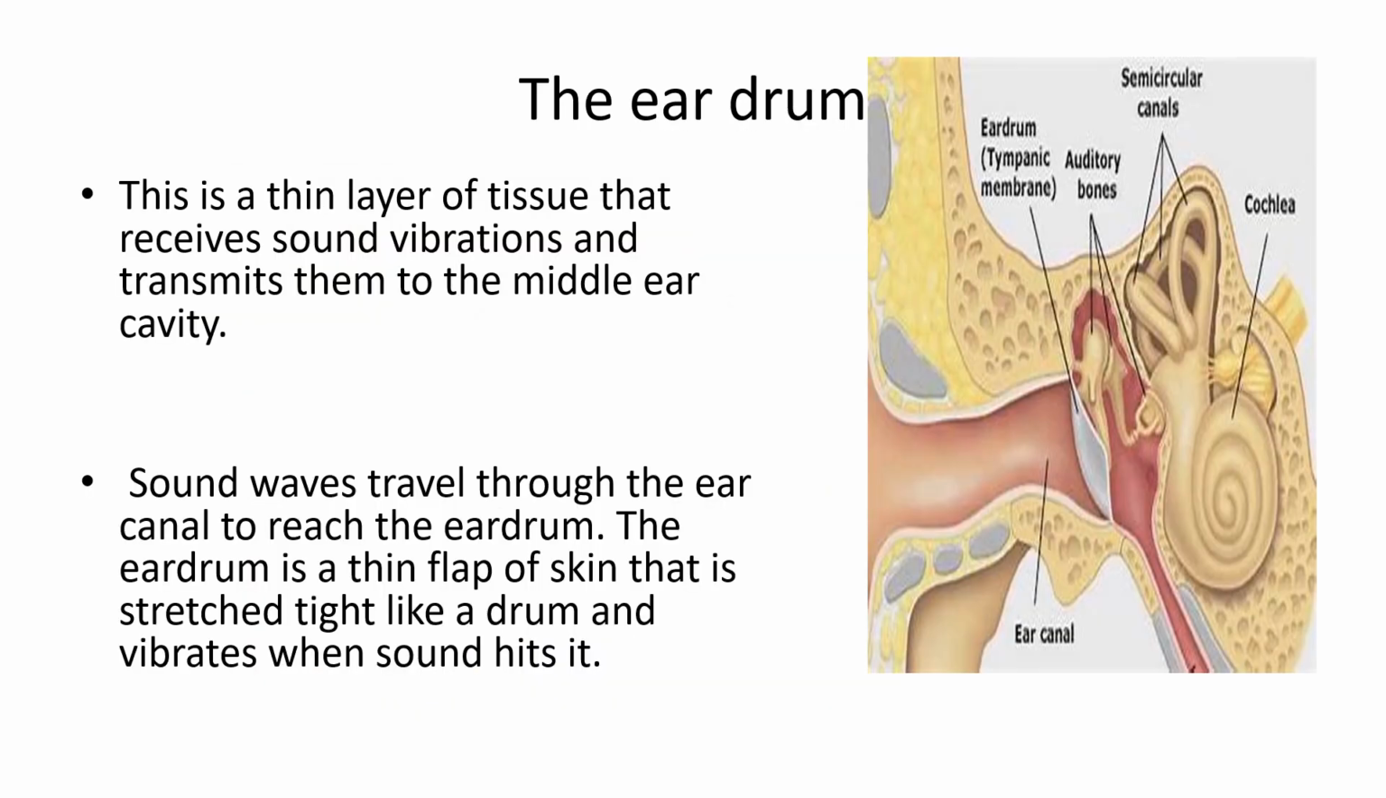So we have the eardrum, which is really like the middle part of the ear, and it's a thin layer of tissue that receives sound vibrations and transmits them to the middle ear cavity. Sound waves travel through the ear canal to reach the eardrum. The eardrum is a thin flap of skin that's stretched tight like a drum.